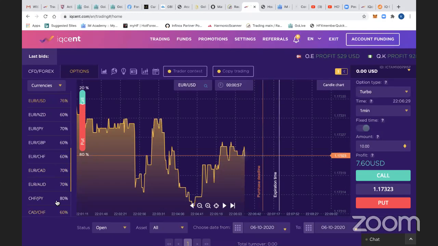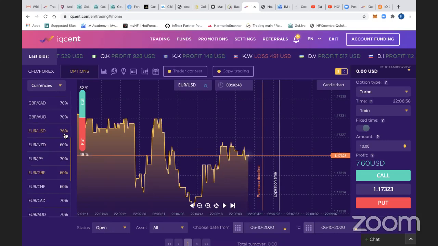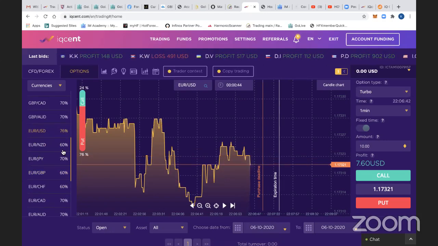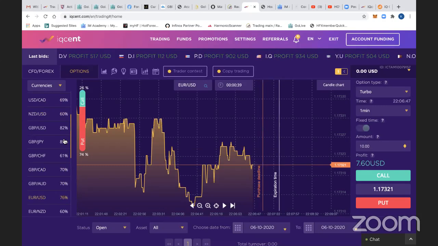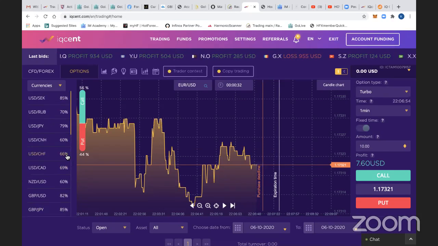What does it mean? If I take this trade, any amount I put on Euro AUD, or let's say Euro USD, where the trade is right now, any amount I place on Euro USD, I'm going to get 76%. Euro NZ is paying 60%. Depending on the currency you pick, GBP USD is paying 82%. GBP JPY is paying 85%. So you are the one to pick the one you trade.